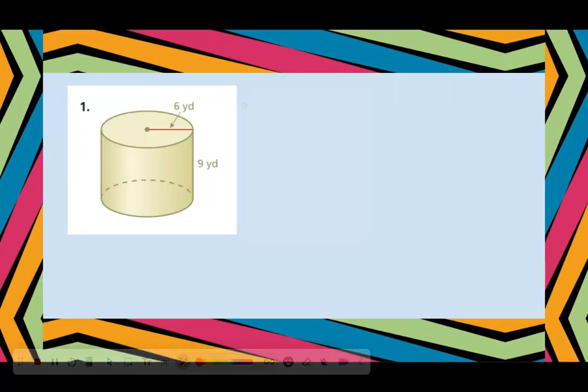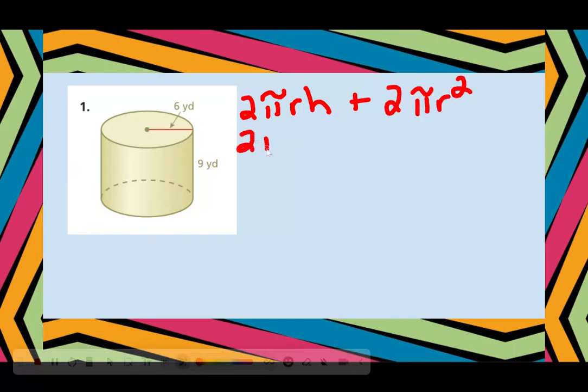Okay, here's another one. So 2 times pi times radius times the height, that's your lateral surface. Add it to your circles, 2 times pi times radius squared. So 2 times pi times the radius is 6 times the height is 9. So 2 times 6 is 12. 12 times 9 will give us 108 pi.